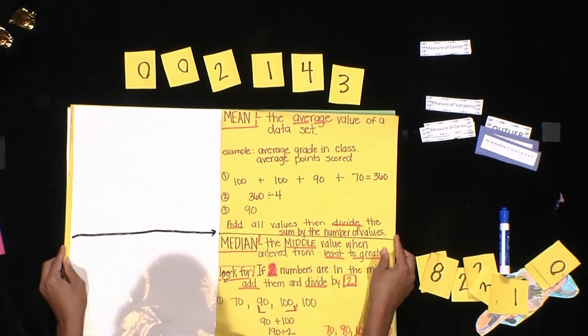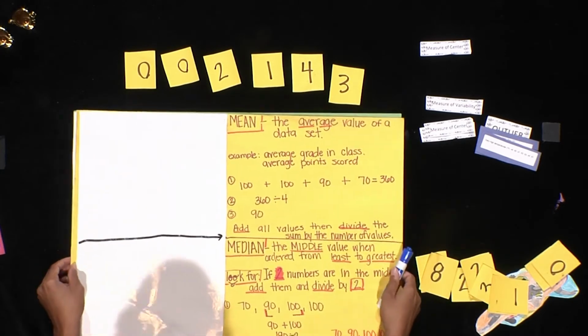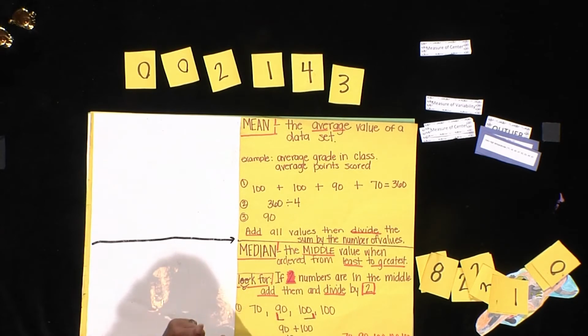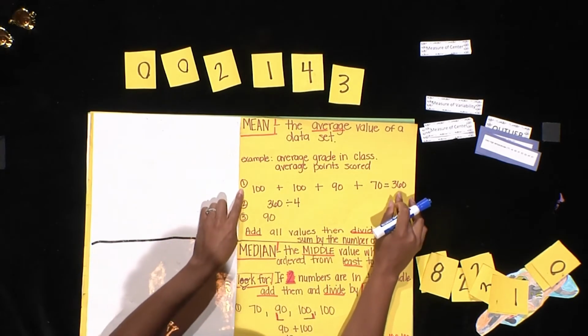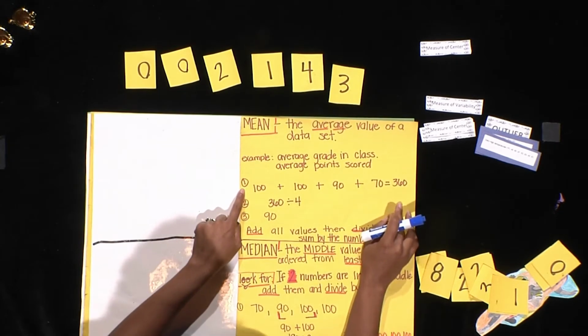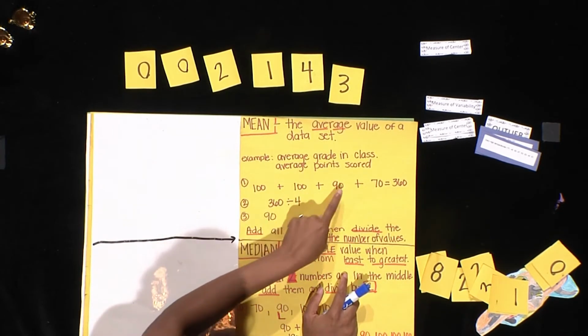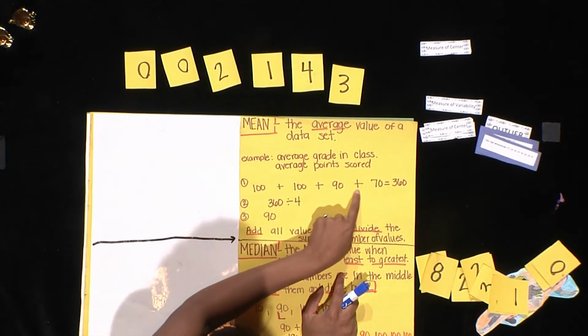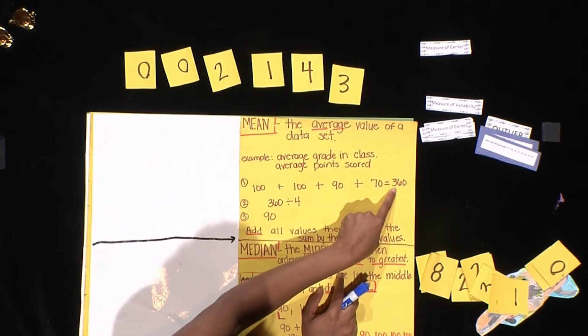Well, mean. Think average. Your average grade in class, or in our case, the average number of points scored. So I'm going to use, for this example, in yellow, our grades. We get 100, 100, a 90, and a 70. We're going to add those numbers together to get a sum, 360. Now, 360 is not the typical number. We didn't even get a 360 in class. So there's another step that we have to do.